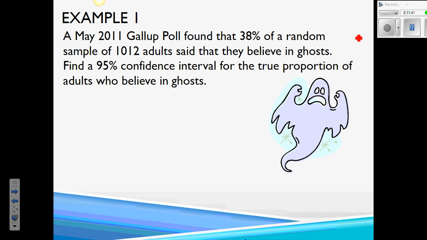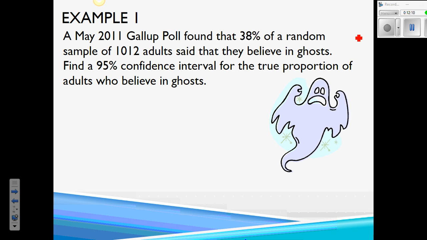Okay, so let's do an example of what this looks like, shall we? What does this look like start to finish in terms of us constructing and interpreting the confidence interval? So you're going to be given some scenario, like example 1. In a May 2011 Gallup poll, it found that 38% of a random sample of 1,012 adults said that they believe in ghosts. Find a 95% confidence interval for the true proportion of adults who believe in ghosts. Does that make sense?